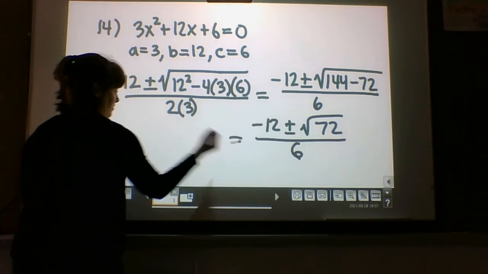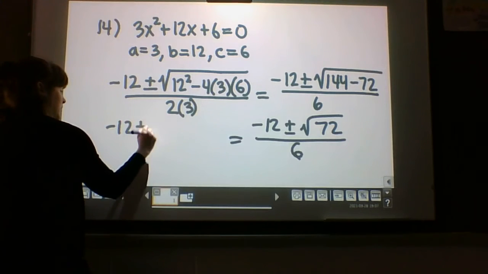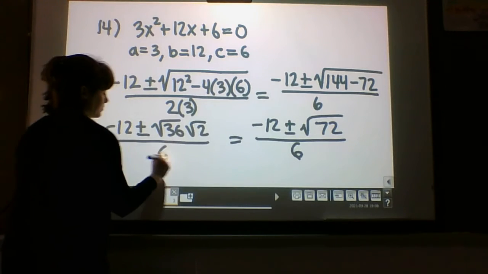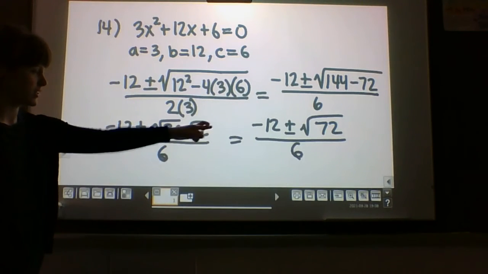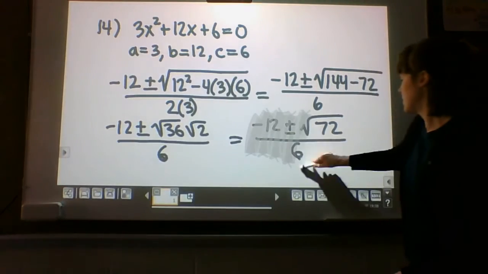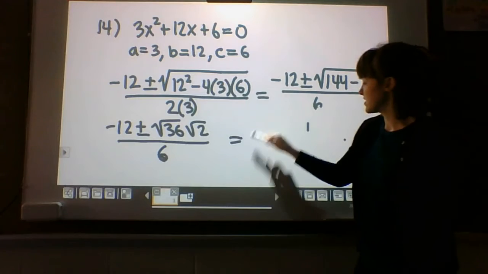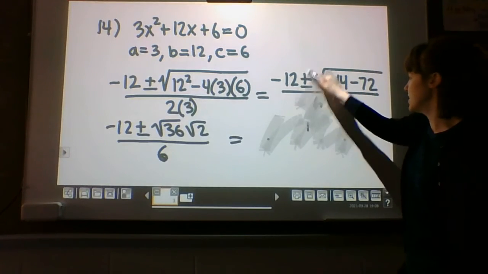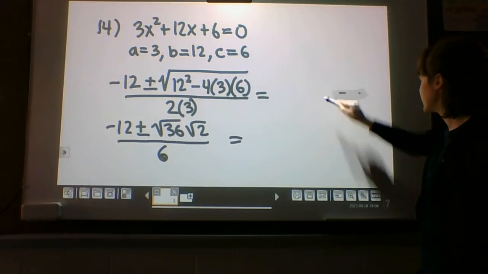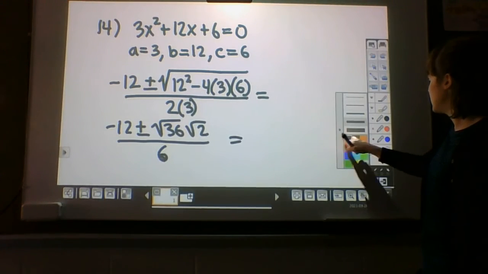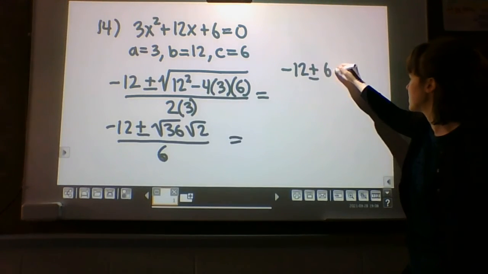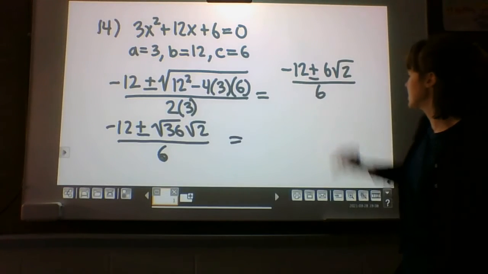Okay, so I'm going over here with it. So 72 is 36 times 2. Now I'm going to erase what I wrote over there so I've got some more space. So the square root of 36 we know is 6. So now it's going to say negative 12 plus or minus 6 square root 2 divided by 6.